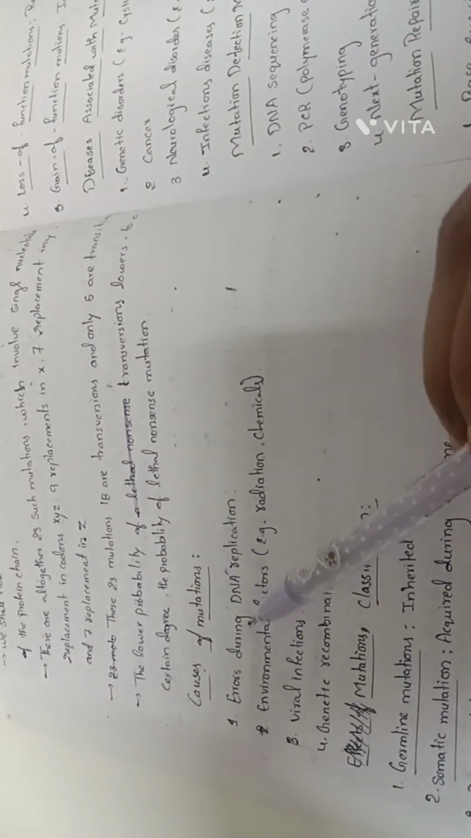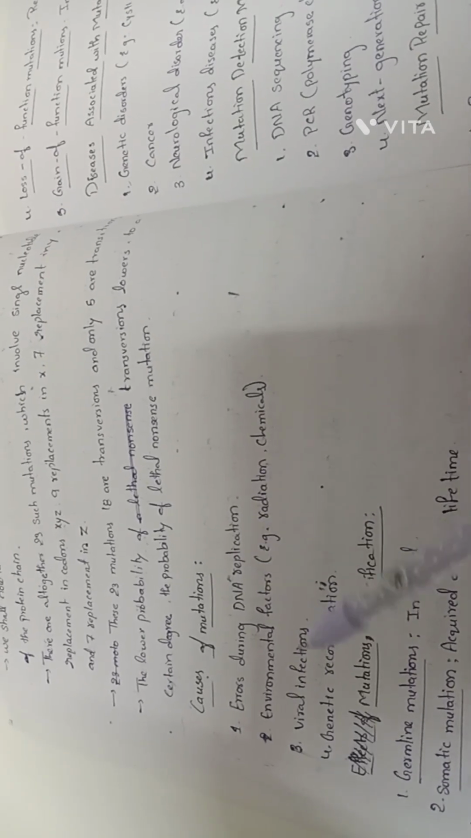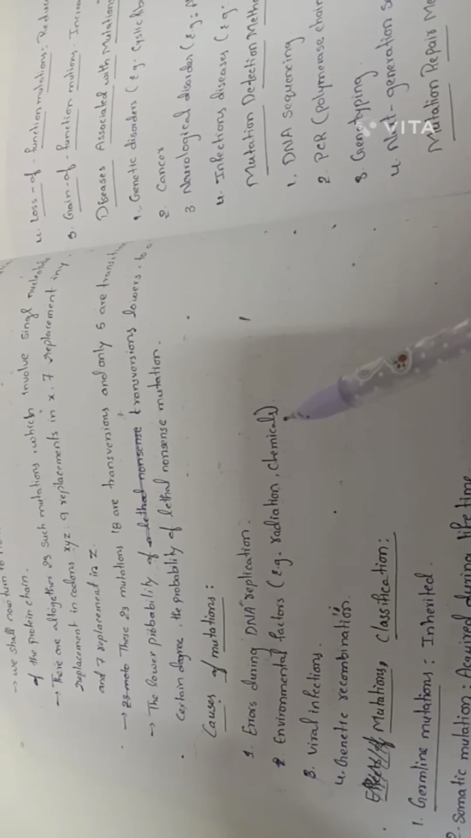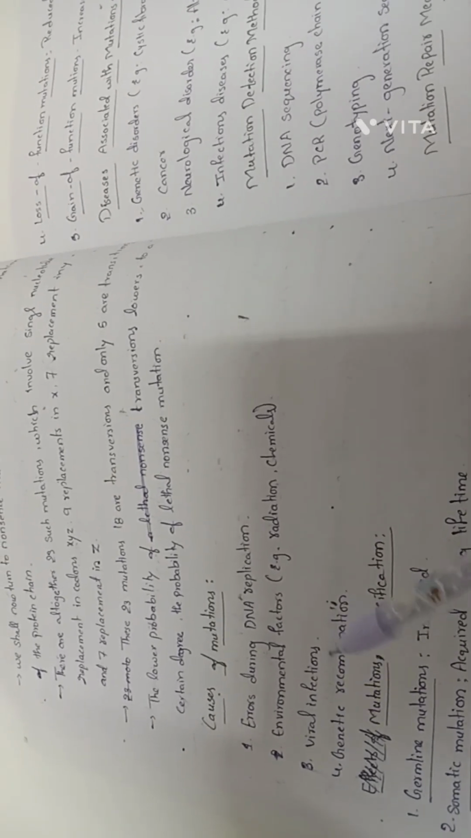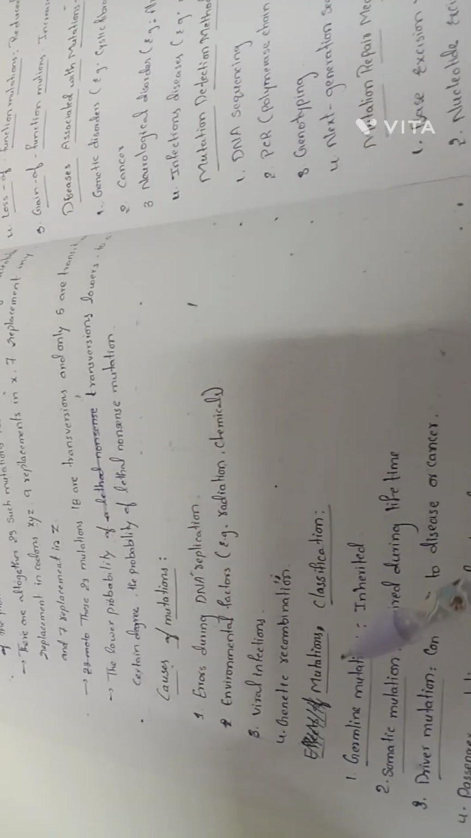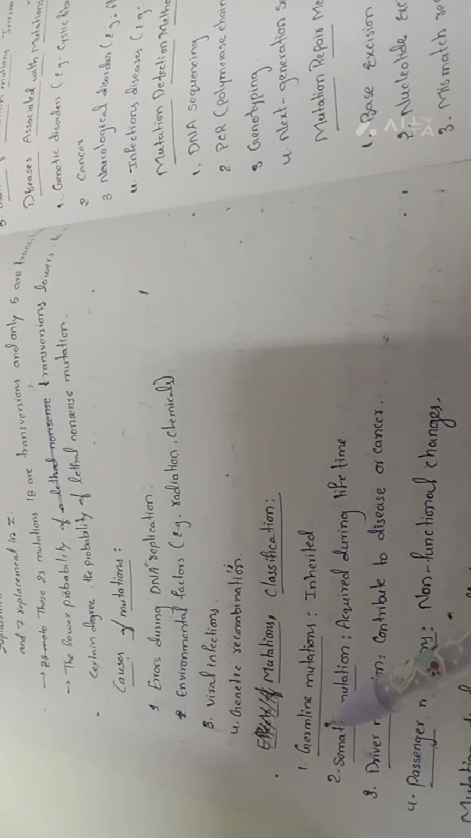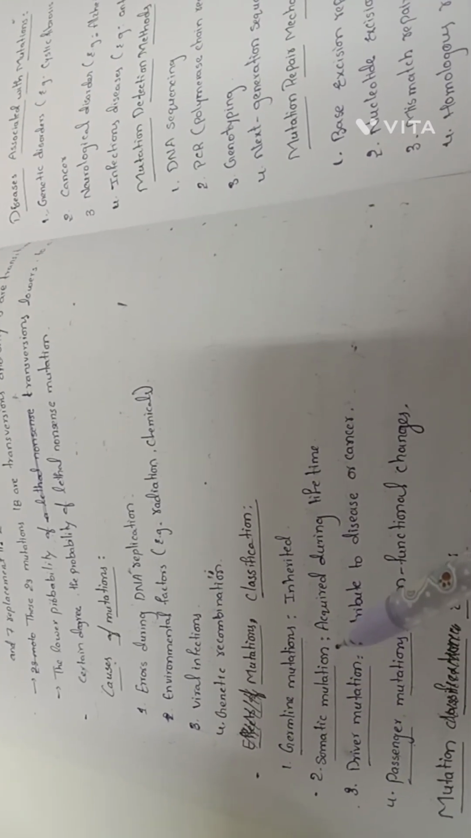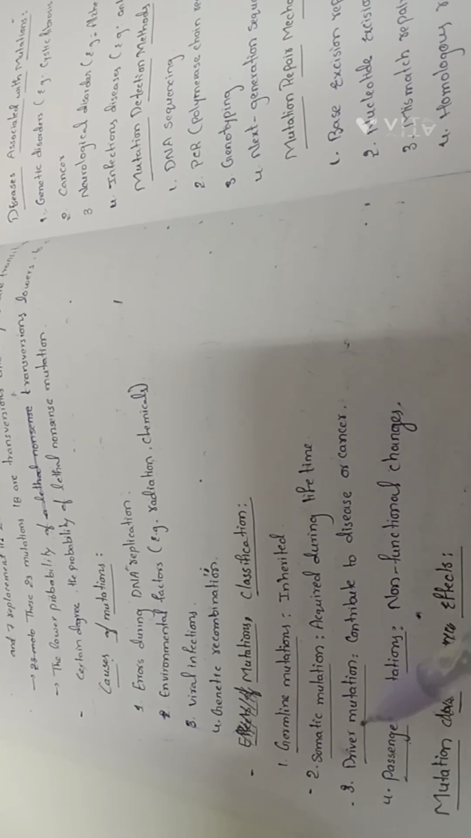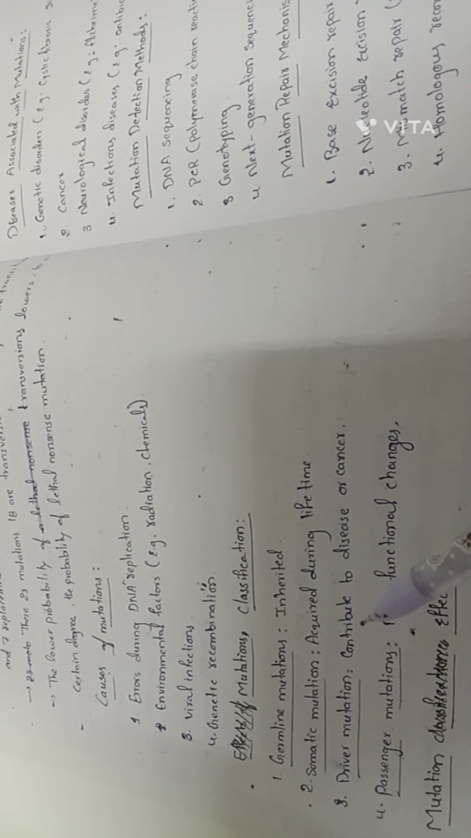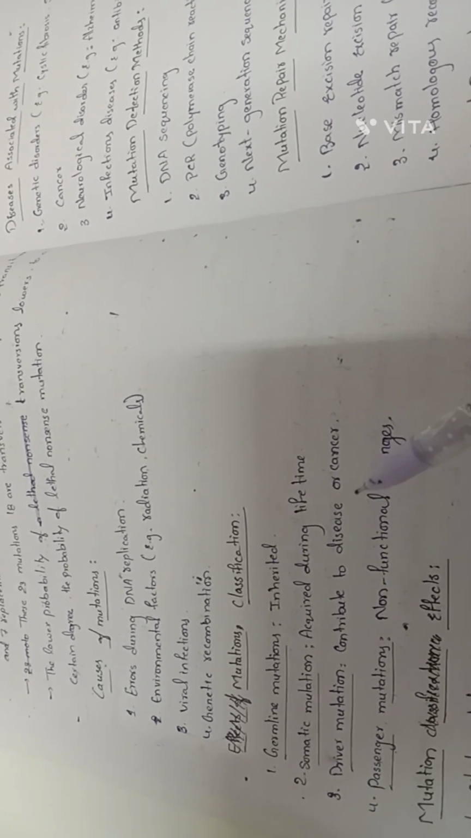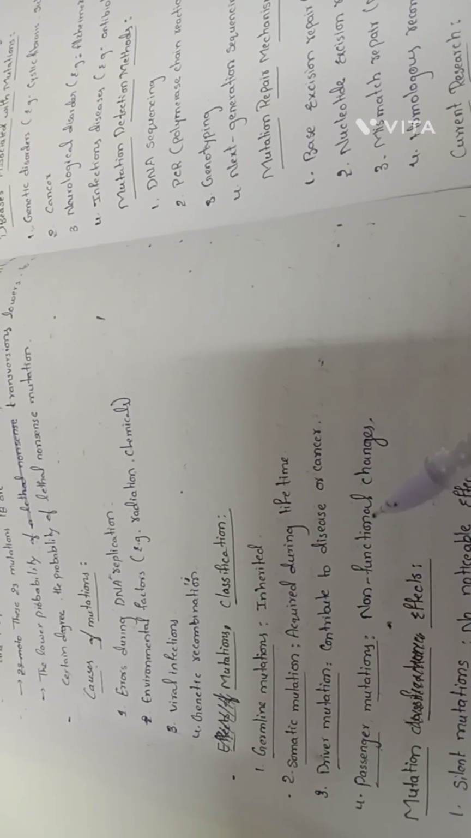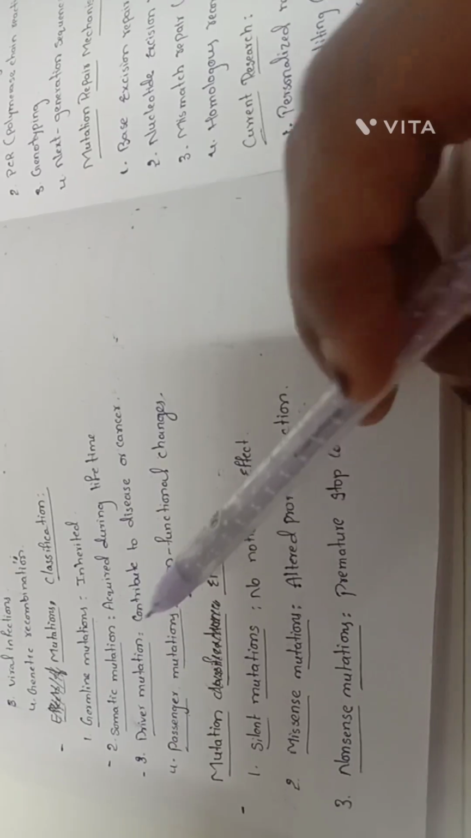Causes of mutation: error during DNA replication, environmental factors, for example radiation and chemicals, viral infections, genetic recombination. Mutation classification: germline mutation, inherited; somatic mutation, acquired during lifetime; driver mutation, contributes to disease or cancer; passenger mutation, no functional changes.